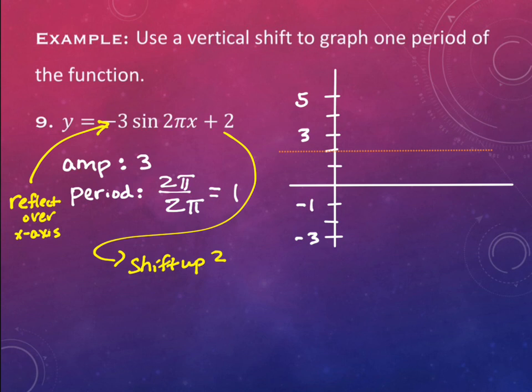All right, so my period is 1. So not pi, 1. I'm going to go out to 1. I'm going to half it. That's 1/2. Halfway between those is 1/4, and then 3/4.